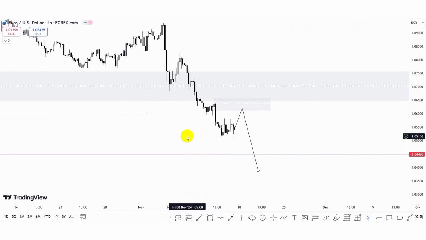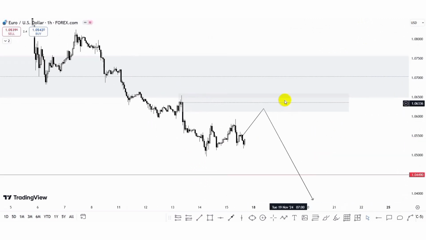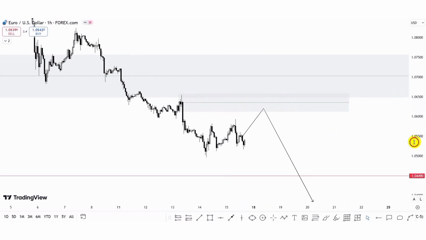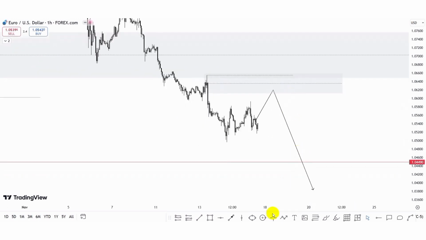Let's check the 1-hour time frame. So this is the 1-hour time frame, and this is the 4-hour order block zone we identified from the 4-hour time frame. And here in the 1-hour time frame, we can also see we have this unmitigated order block, and we have this fair value gap. So we could see further bullish push of price to this zone, and then we have the bearish continuation to the downside. So let's check out the GBPUSD pair.